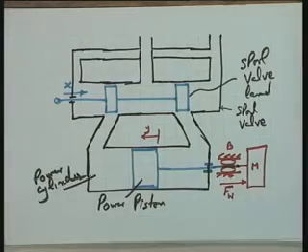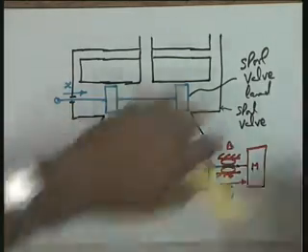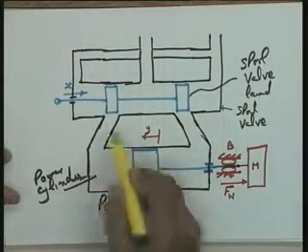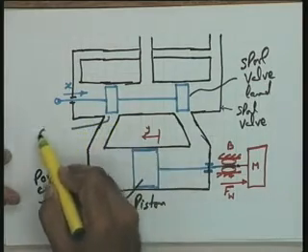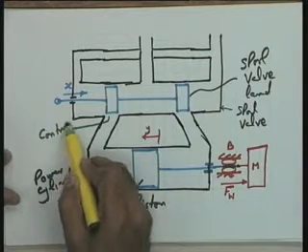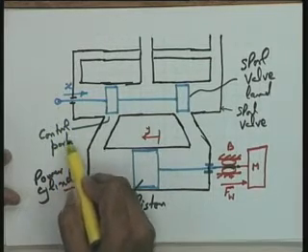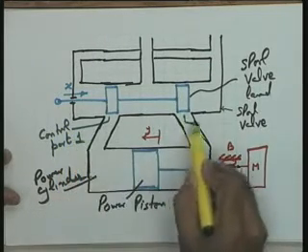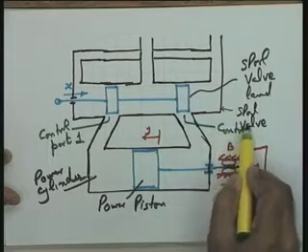Okay? So I will say that these two lands cover or uncover these two ports. This is control port 1, and this is control port 2.